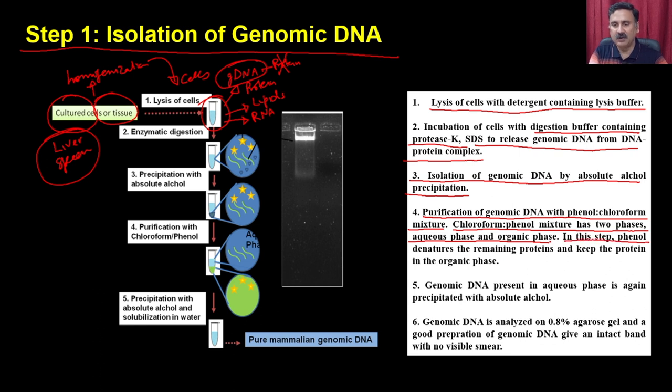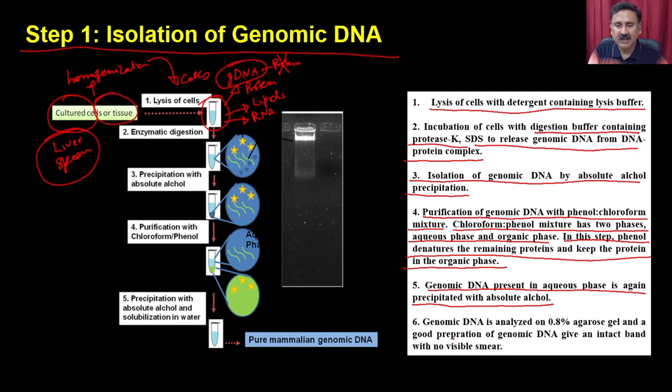In this step, the phenol denatures the remaining protein and keeps the protein in the organic phase. So protein is going to be separated out and it will go into the organic phase. The genomic DNA, the bluish colored phase that you see, is going to be isolated again, and it is going to be precipitated with the help of absolute alcohol.